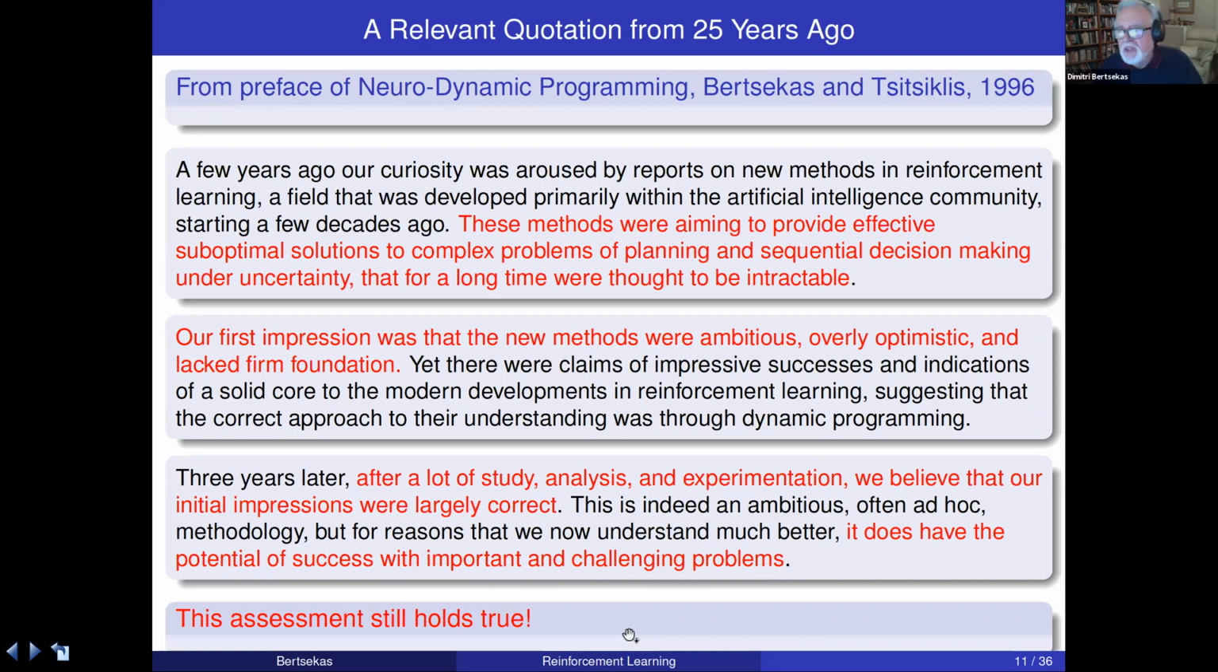And now this assessment is true today. Nothing has changed from that time from the point of view of this assessment of the methodology. It's a flaky methodology. It requires a lot of skill and a lot of intuition and a lot of luck to work. On the other hand, you may be able to solve some very, very difficult problems that it was impossible to solve before, including the game of chess.